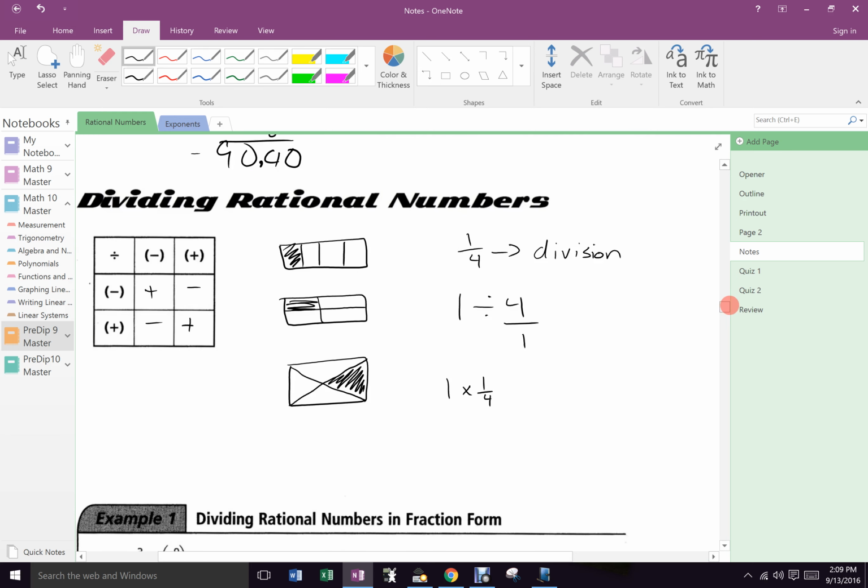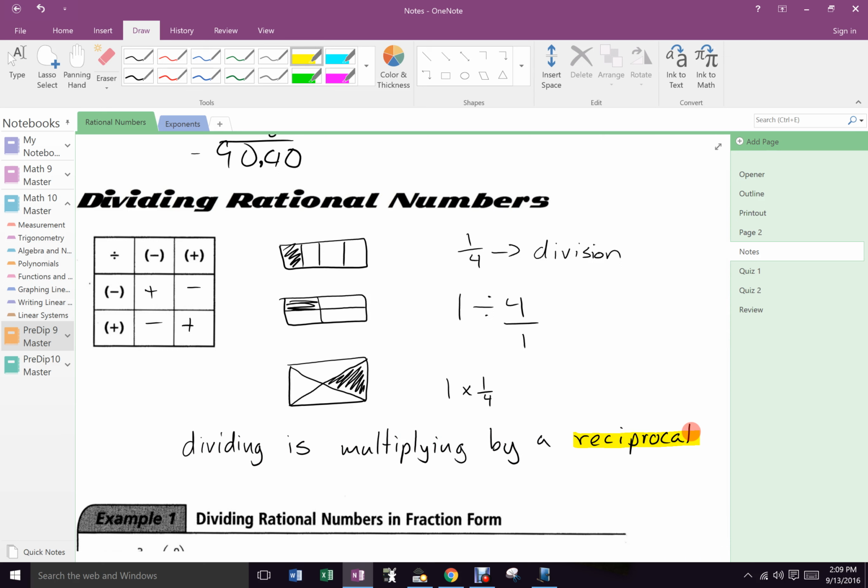All right. So we remember that dividing is multiplying by a reciprocal. Now, highlight that word because I'm going to use it a lot this year, because this concept is so important to higher level math. Understanding how to use reciprocals to your benefit.